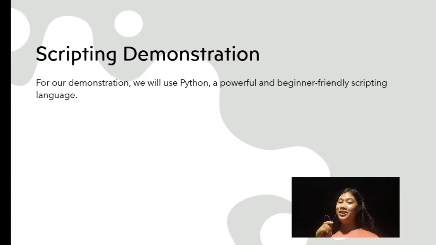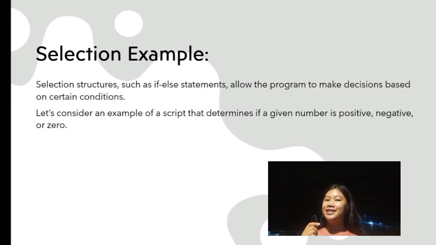Now for our demonstration, we will use Python, a powerful and beginner-friendly scripting language. Selection example. Selection structures such as if-else statements allow the program to make decisions based on certain conditions. Let's consider an example of a script that determines if a given number is positive, negative, or zero.